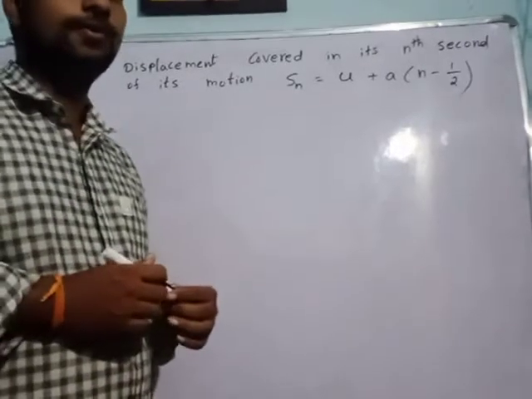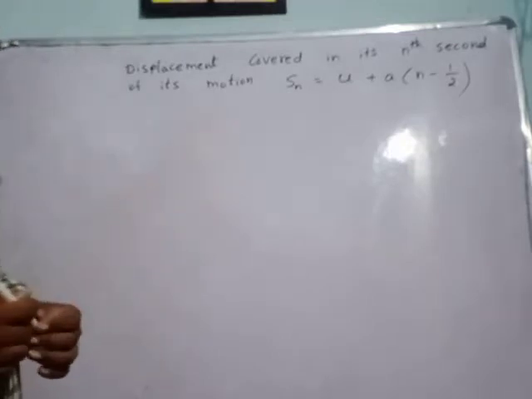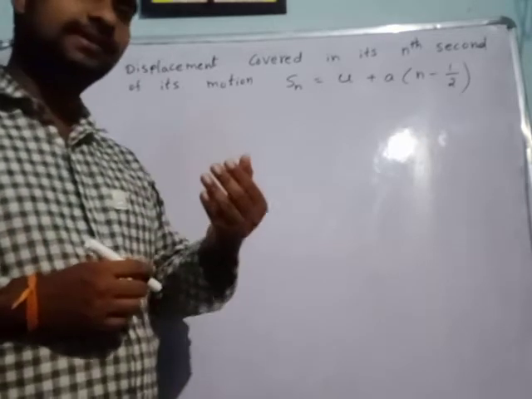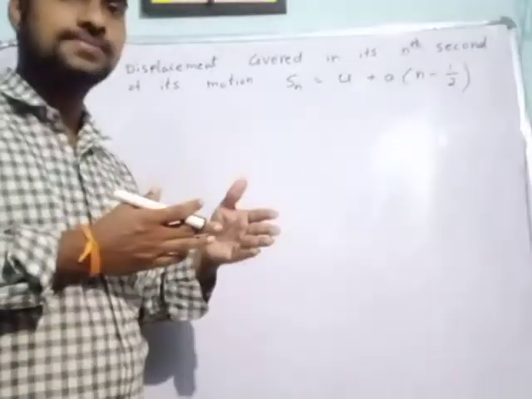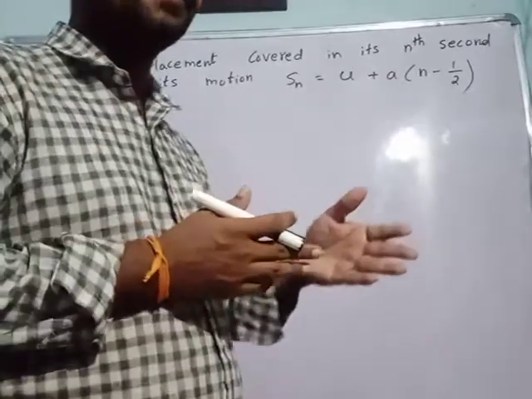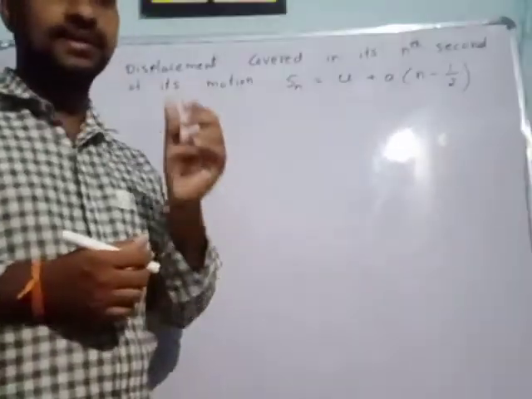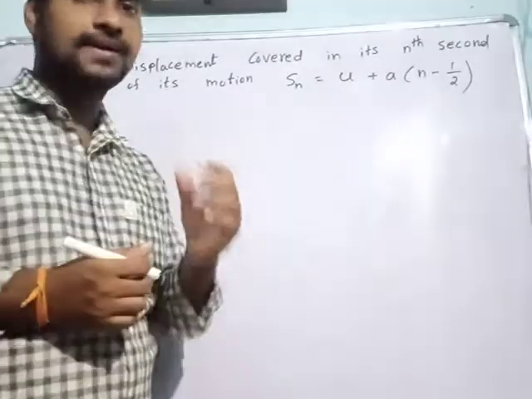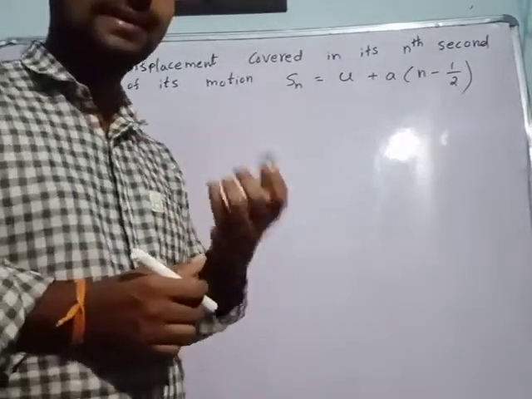Good morning, students. Today we discuss displacement covered in the nth second of its motion. For example, if any object is moving with uniform velocity or uniform motion, then find what is the displacement in a particular time. Particular time means, for example, fourth second or fifth second or 10th second. By using this formula, we have to find the displacement for a particular time period, for example, 10th second, 20th second.